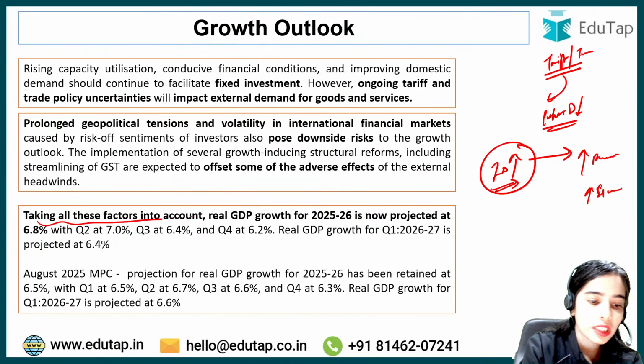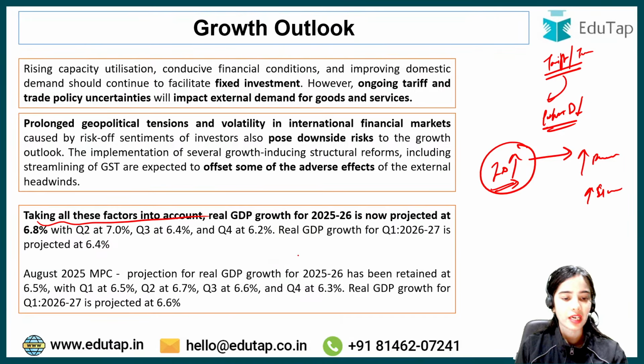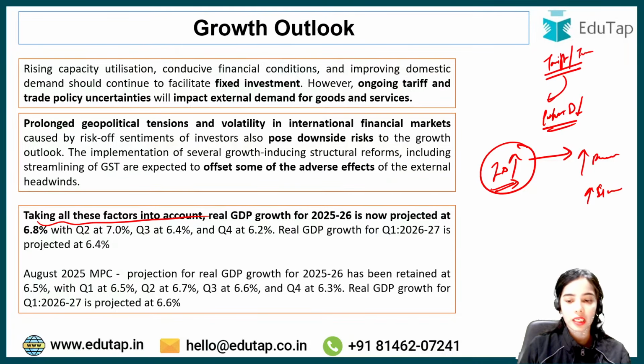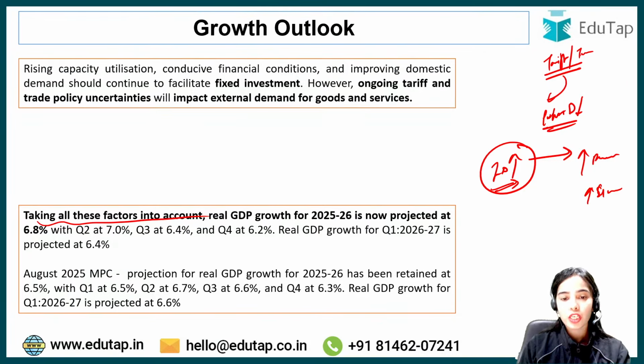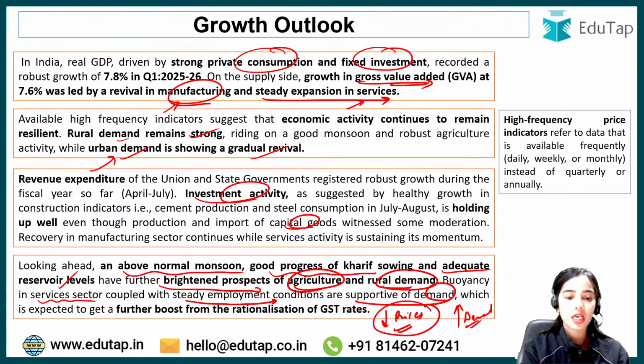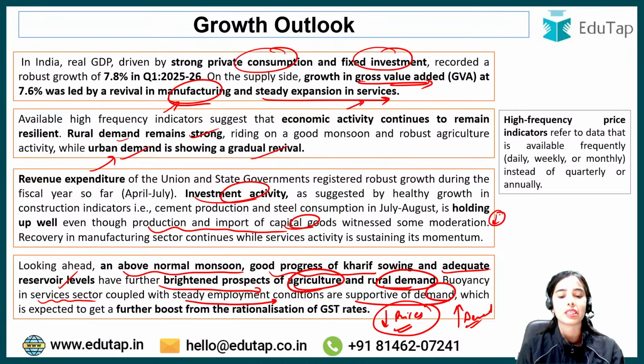Okay, taking all these factors into account, real GDP growth for 2025-26 is now projected at 6.8%. Okay, so basically what has happened, that there is strong private consumption, fixed investment, manufacturing is also reviving, services sector is steadily expanding, the economic activities are good in our country, rural demand is strong, urban demand is reviving, investment activity is good, even though there is production and import of capital goods that has witnessed some moderation, but the other segments are doing very good.